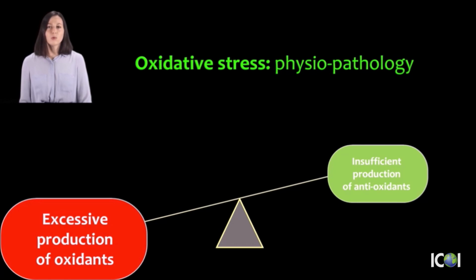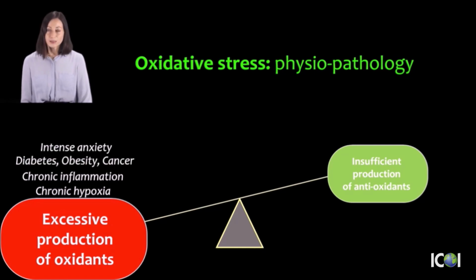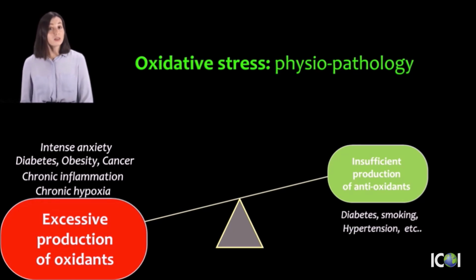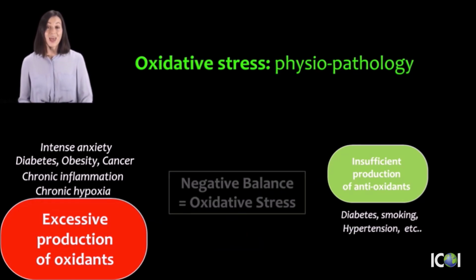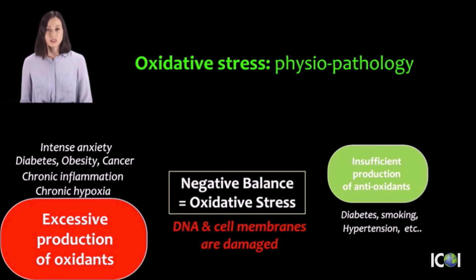In which situation are we producing too much oxidant? For example, hypoxia, inflammation, diabetes, obesity, cancer, or even intense anxiety. There are also situations where our body doesn't produce enough antioxidant. Diabetes again, but also smoking and hypertension. And this negative balance will create oxidative stress, leading to damage on the DNA and cell membranes.